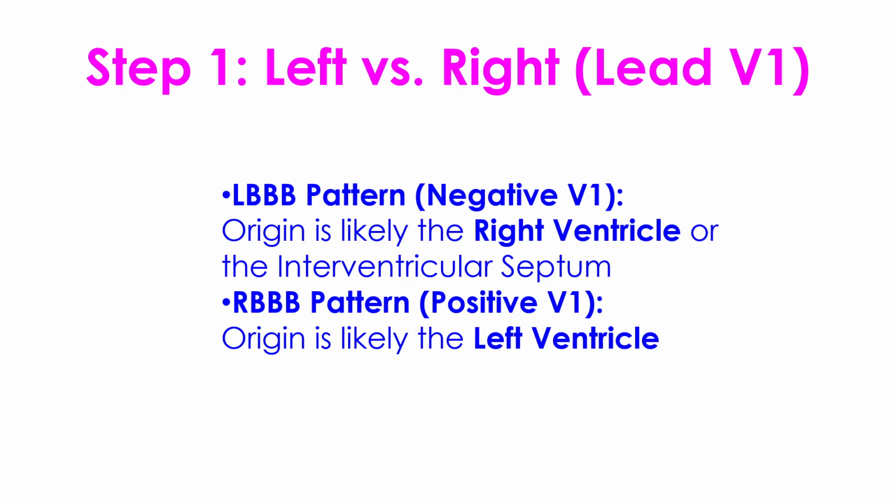LBBB pattern, negative in V1, origin is likely the right ventricle or the interventricular septum. RBBB pattern, positive in V1, origin is likely in the left ventricle.